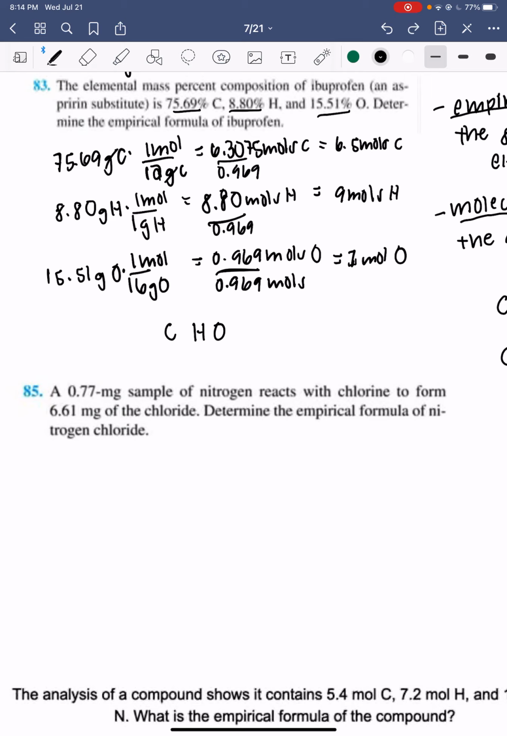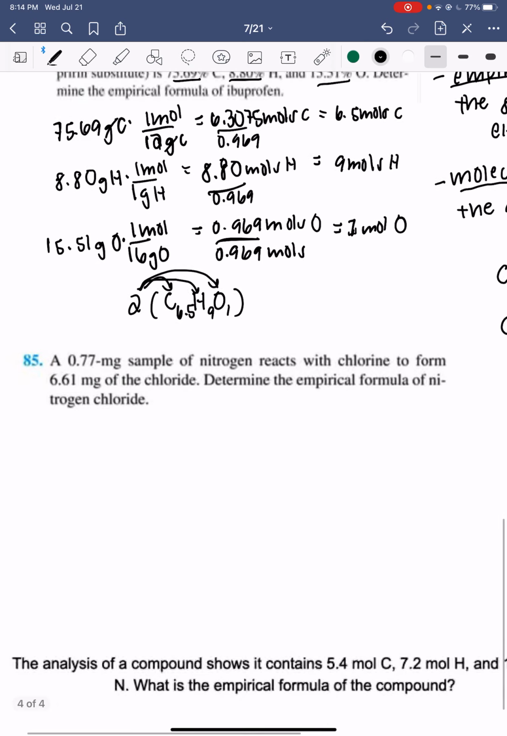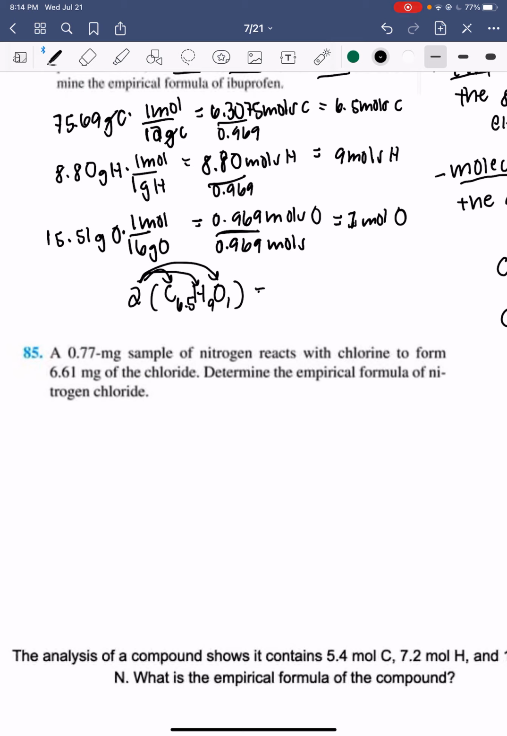And, oops, C is 6.5, H is going to be 9, and O is going to be 1. We don't typically write the 1, though. For this, we need to get rid of 6.5 because we can't have a non-whole number in a chemical formula. So we're going to multiply the whole thing by 2. Just distribute that 2 to all the subscripts we see there.